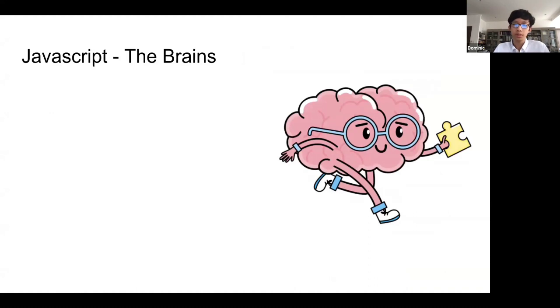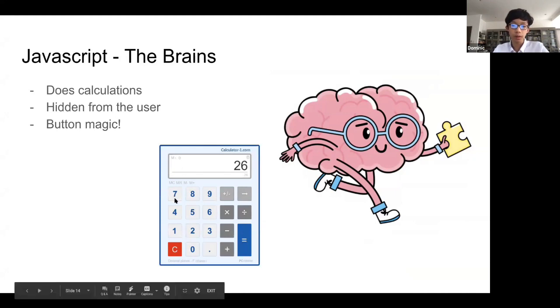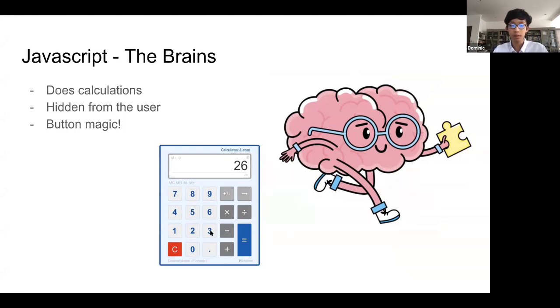What JavaScript does is it's kind of like the brain of the web page. It does calculations. If you want it to do 5 plus 4, it'll just do it. You have to use JavaScript for that. JavaScript is hidden from the user. If you change something in JavaScript, it won't show up on the screen like CSS and HTML. For example, if you have a calculator here and you do 7 times 3, JavaScript will make that happen.